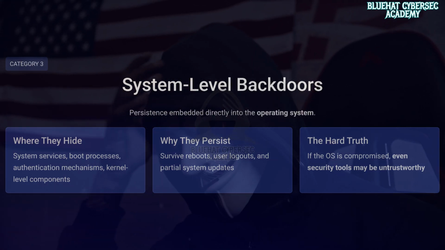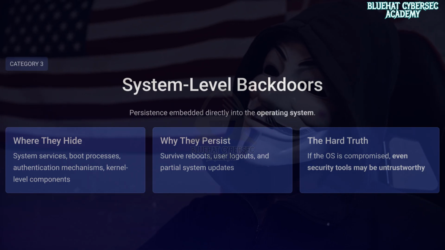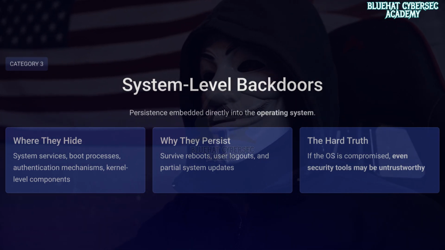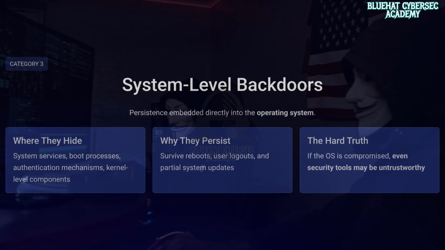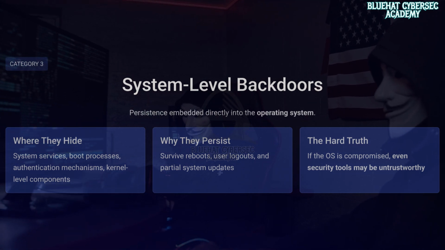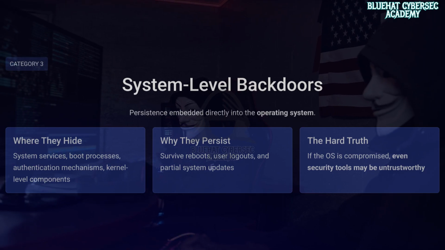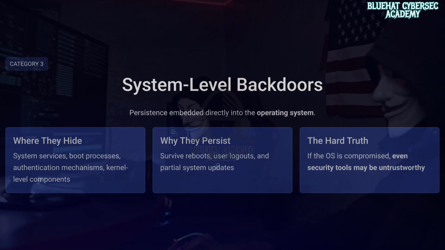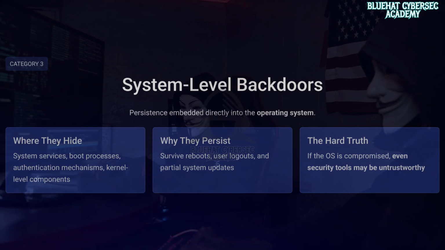Because system-level backdoors can survive reboots, user logouts, and in some cases, even partial system updates. And here's the uncomfortable truth. At this level, detection becomes a battle of integrity verification. If the operating system itself is compromised, then even traditional security tools may no longer be fully trustworthy.